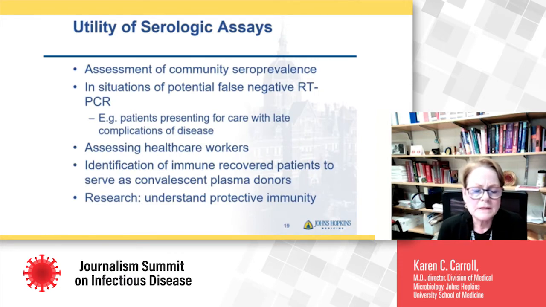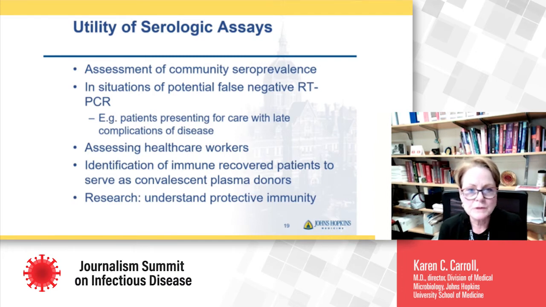So antibody tests have been used to assess community seroprevalence, and in situations of potential false negative PCR tests, for example, in the rare instances when patients will present after that first week of symptoms, they're coming in with late complications of disease. The nucleic acid amplification test may be negative, and they may be too sick to get deeper, lower respiratory samples. An antibody test might be useful here to verify that they, in fact, have been exposed.